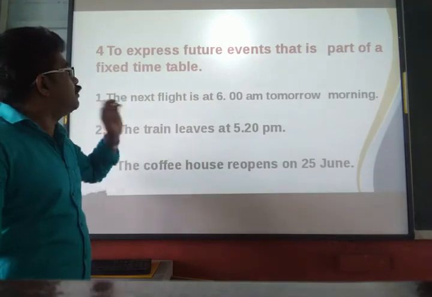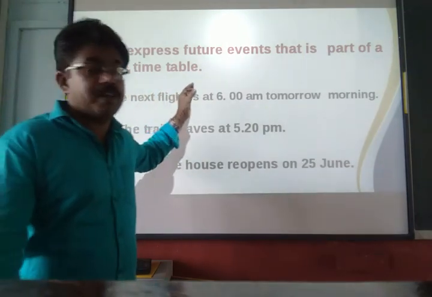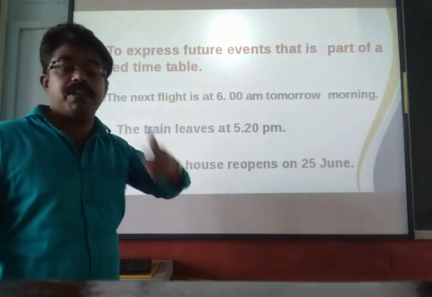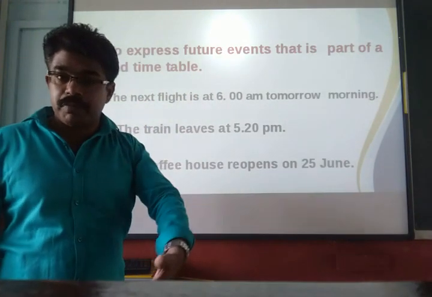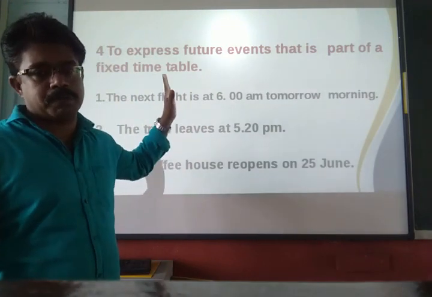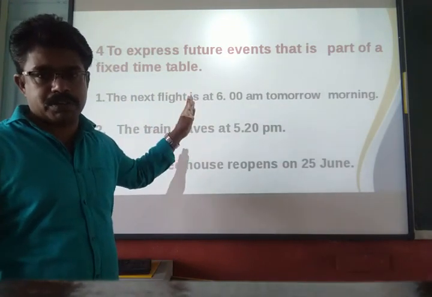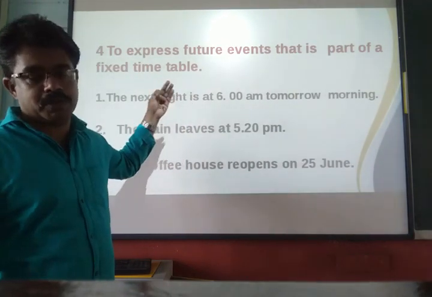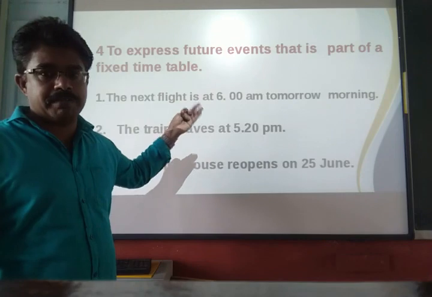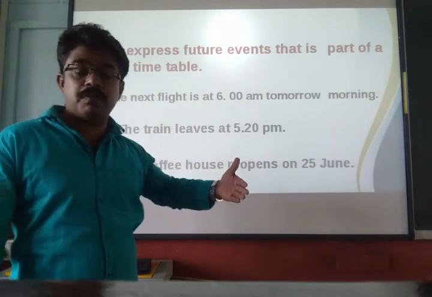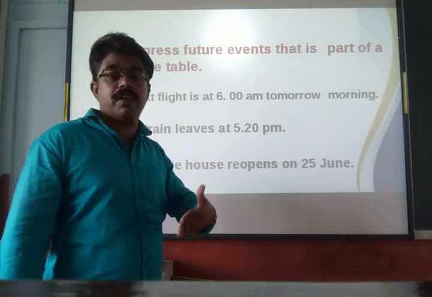So the fourth rule, what we said, was to express events that are part of a fixed timetable, something about to take place which is already fixed. So we said four usages: universal truth; then the second one, habitual action, expressing activities of the present; and now future events which are fixed to take place in the near future.